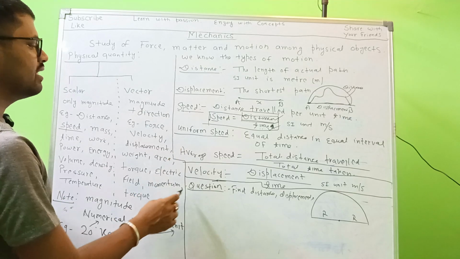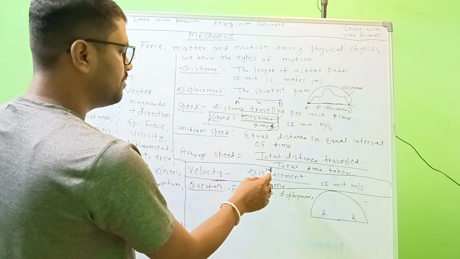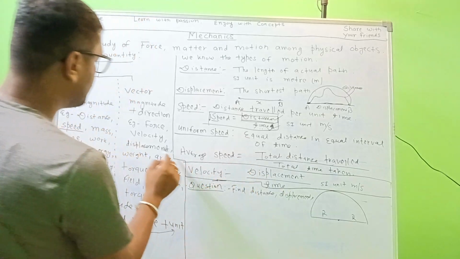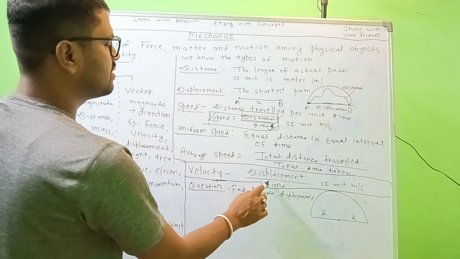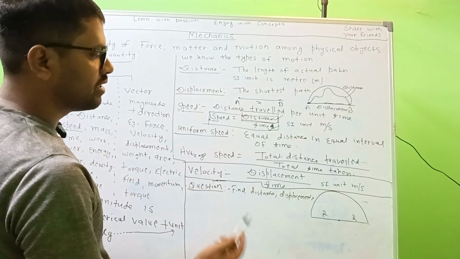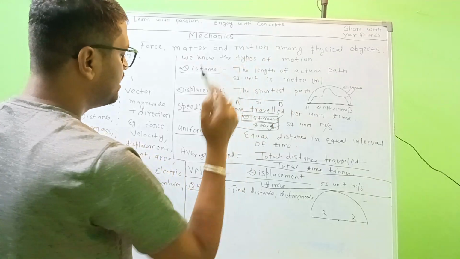But when we say velocity, then displacement will come because we have to consider direction. Velocity is a vector quantity. So velocity is displacement by time. And what is the SI unit? Same, meter per second, same as speed.